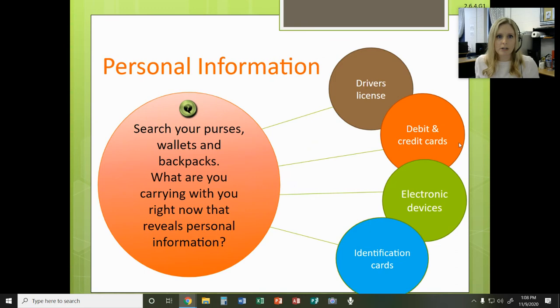So what are the places people are going to be able to access and get this information from? Your driver's license, your debit and credit cards, your electronic devices like your phone or your laptop, and any other identification cards. So anything that you have on your person, in your wallet, in your purse, in your backpack, whatever, people could get that, and then they would be able to find out a lot of personal information about you.